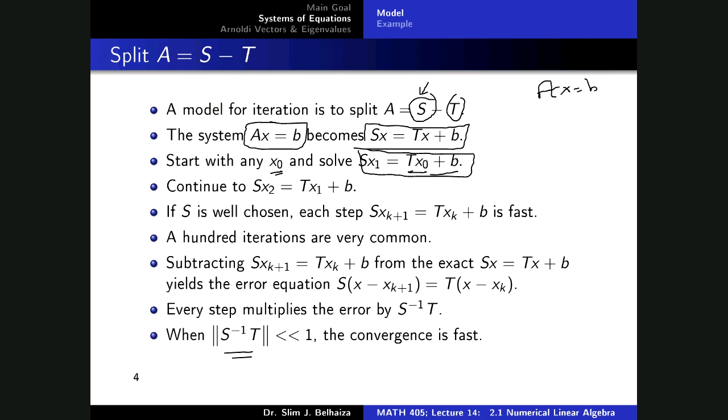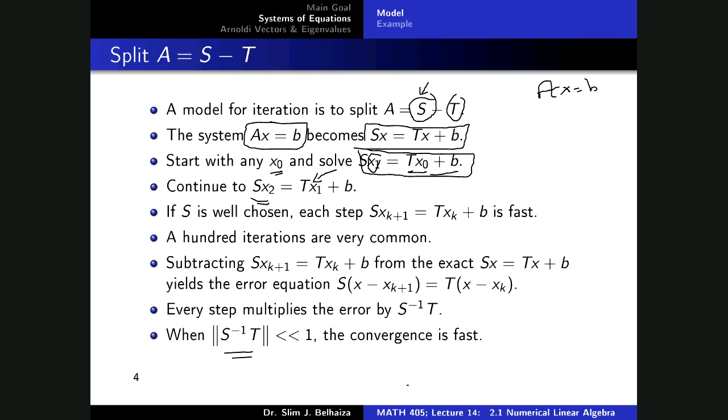So the right choice of S and T to increase your convergence probability and its speed is to make the choice such that the norm of S inverse T is less than 1. We continue then with the new x1 we found on the first iteration. We place it as a new parameter in the next iteration to look for the next one.